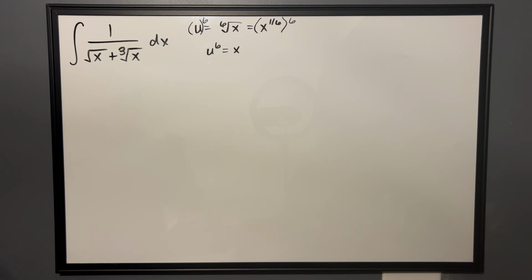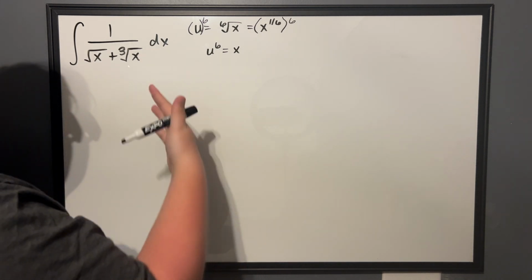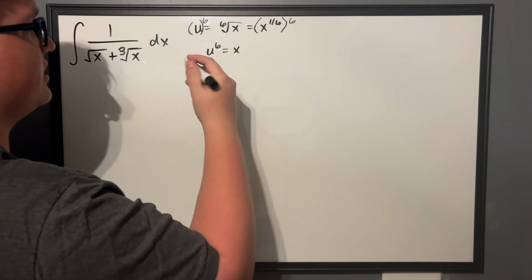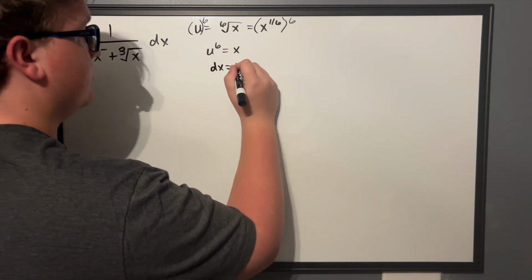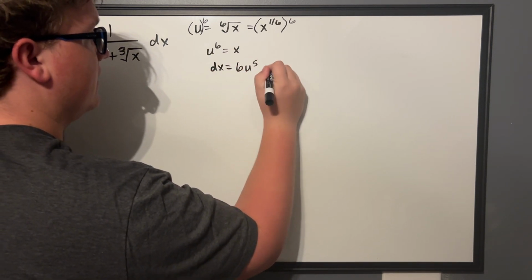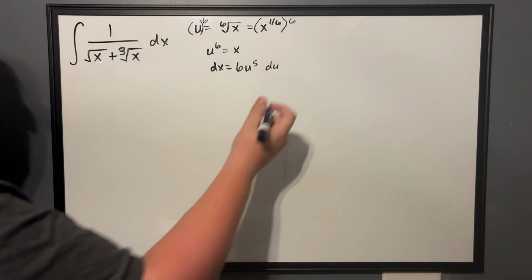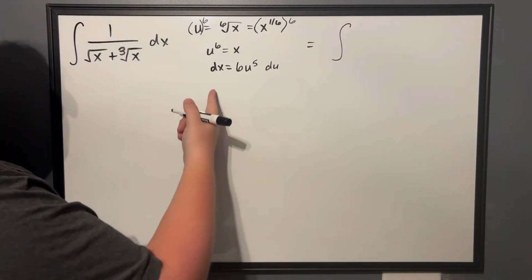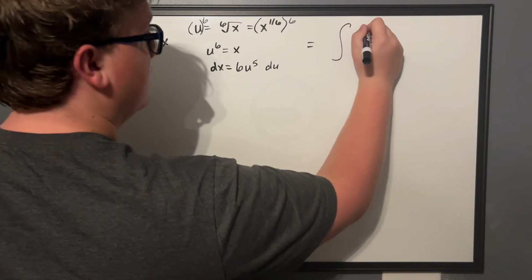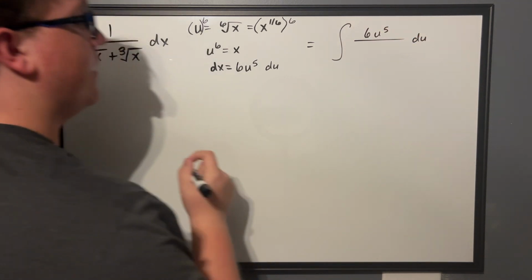But remember that because we're doing the substitution like this, we need something for dx to be changed out with. But it's nice because we have something just in terms of x, so we can just take the derivative. So dx is going to be the derivative of u to the 6th, which is going to be 6u to the 5th du. Okay, this is helpful because now we're going to rewrite this integral as the integral of, well, dx got changed out with 6u to the 5th du. So we're going to have 6u to the 5th over, we're going to have the du out here.